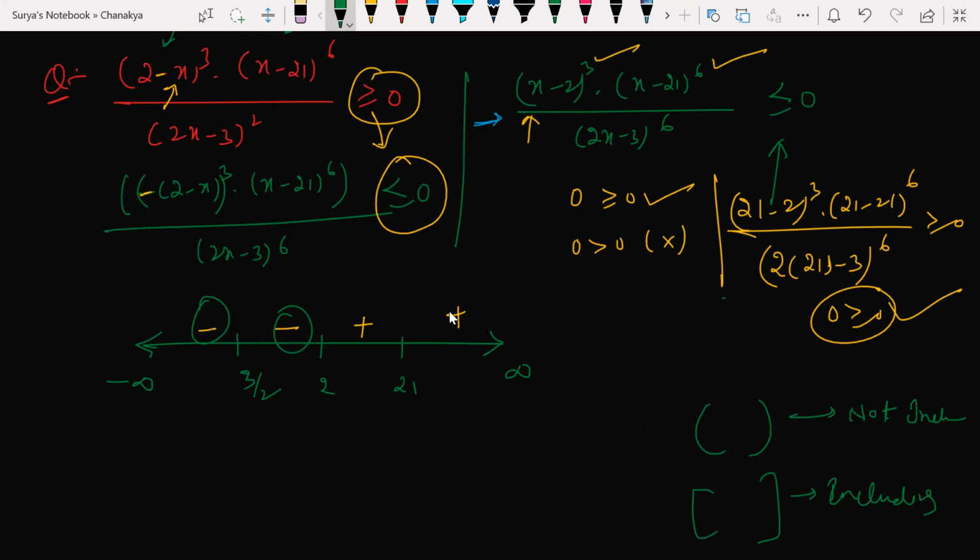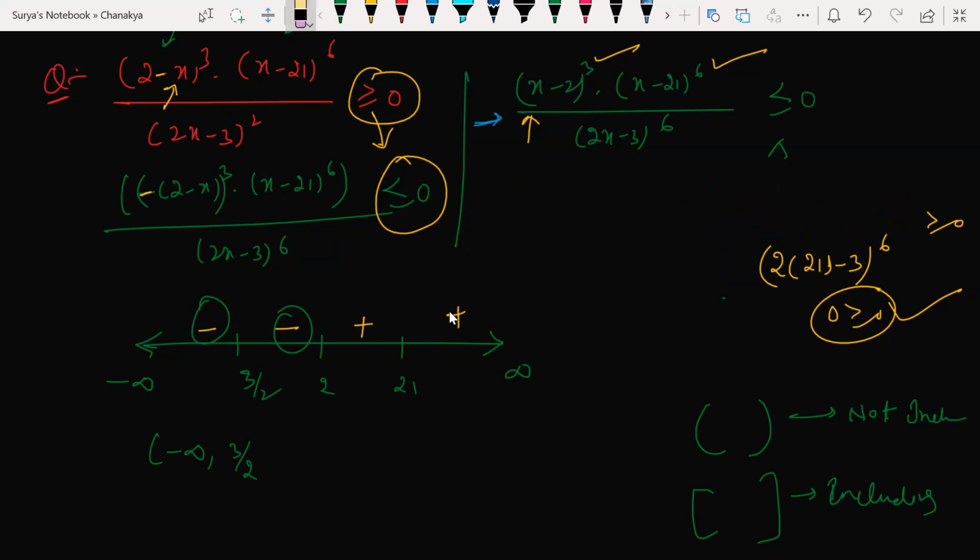Minus infinity to minus 3 by 2, open bracket, close bracket. Sorry, 3 by 2, sir. Why open bracket? Sir, if we substitute that, it will not satisfy. The denominator part becomes 0, and the denominator cannot be 0, right? Yes, sir. So we cannot include 3 by 2. Open bracket, it can't be wrong.